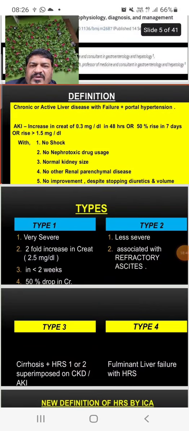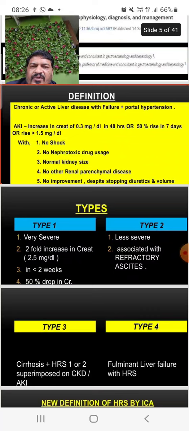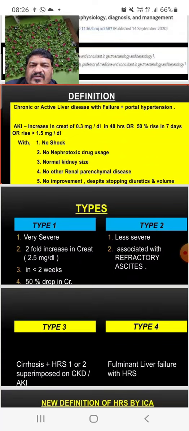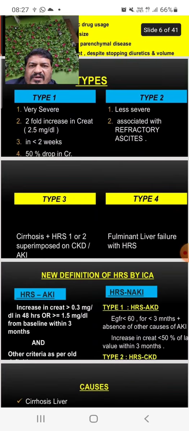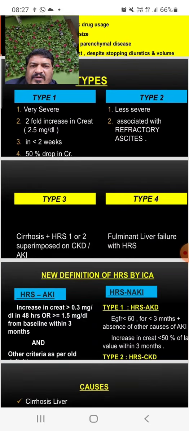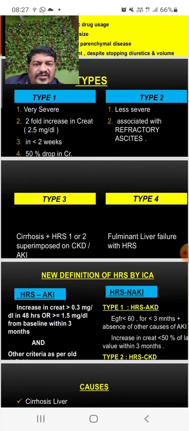What are the types? Type 1 and type 2. Type 1 is very severe, with a twofold increase in creatinine, to 2.5 mg per dl in less than 2 weeks, and a 50% drop in creatinine clearance. Type 2 is less severe, associated with refractory ascites. Type 3 is cirrhosis plus hepatorenal syndrome 1 or 2 superimposed on CKD or acute kidney disease. Type 4 is fulminant liver failure with HRS.